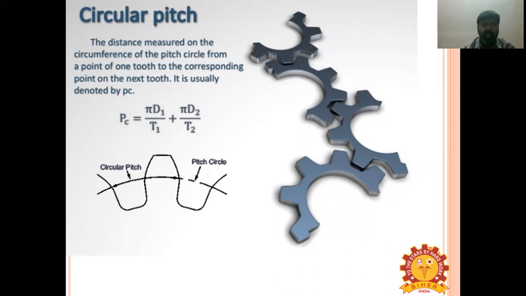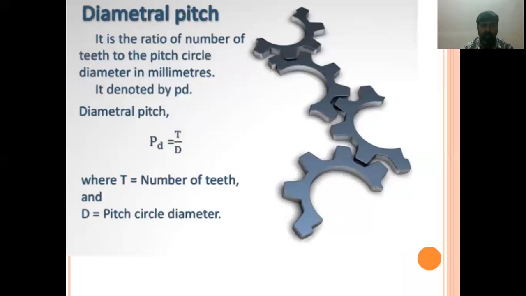Then tooth thickness. Tooth thickness means it is the width of the tooth measured along the pitch circle, right? And tooth depth means total depth. Total depth is the radial distance between the addendum and the dedendum of the teeth. Then the diametral pitch. Diametral pitch is the ratio of the number of teeth to the pitch circle diameter. Normally we can measure in millimeters, and it is denoted by PD. So PD means the diametral pitch.